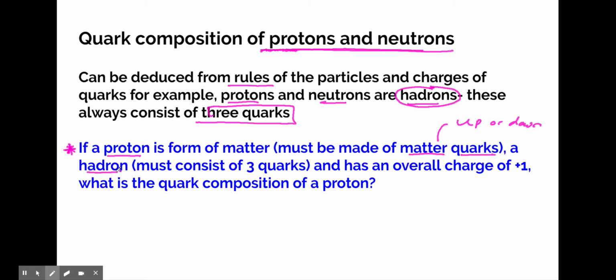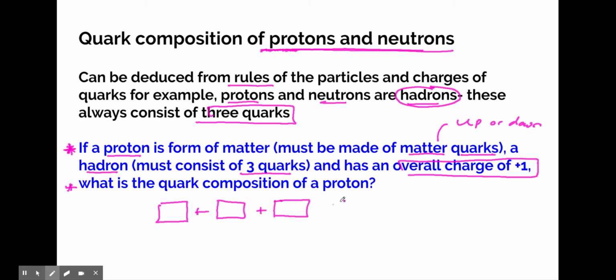And a proton is a hadron, so it has to be 3 quarks, and we know the overall charge on a proton is +1. The question is this: what is the quark composition of a proton? All right, so let me just summarize this again. We have to have 3 quarks. 1, 2, 3. Why? It's a hadron. That's just the rule of those things. So we have to put together 3 quarks. So we're wondering what 3 they are.